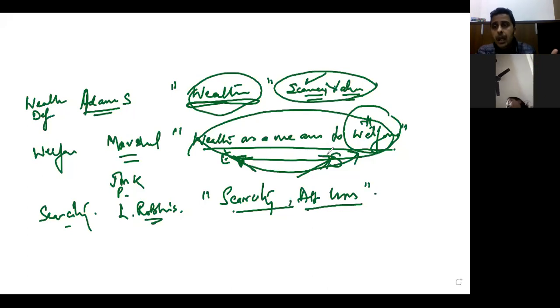मतलब आप और मैं अगर अपनी लाइफ को ही स्टडी करें कि हम पैसा कमाने के लिए और पैसा खर्च करने में क्या करते हैं रोज, that itself is a study of economics.